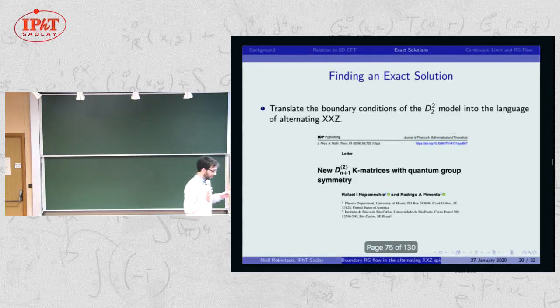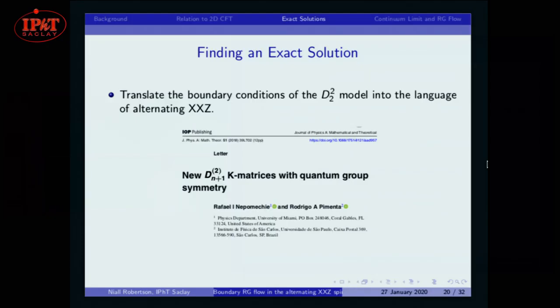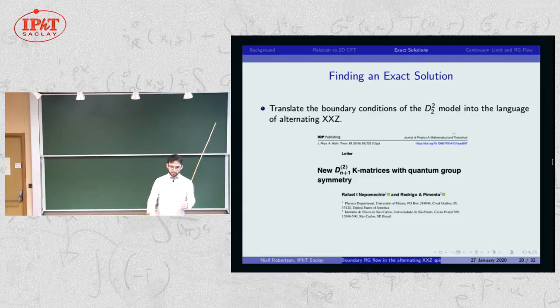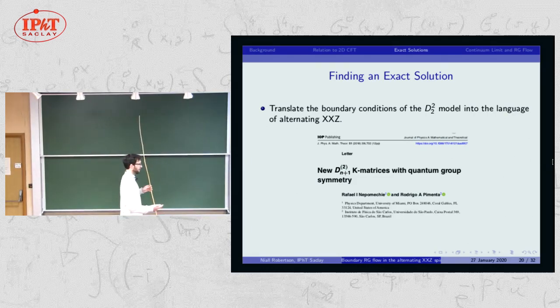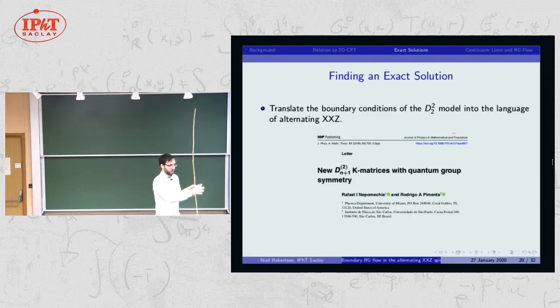This turns out to be true. So Raphael Nepomechie and his collaborators found these K matrices in the context of this D22 model. So what remains for us to do then is take these K matrices and translate them into the language of this alternating XXZ chain. And again, when I say translate, I mean write everything in the basis such that the two R matrices are the same and transform the parameters in a consistent way.